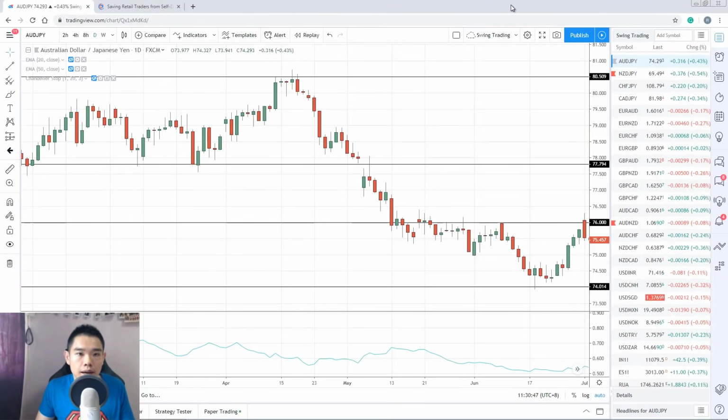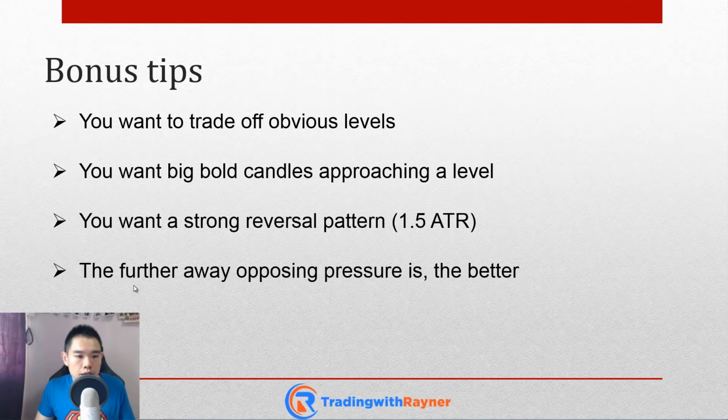Okay, and next one, the further away opposing pressure is, the better. So again, this brings back to the concept of what is your potential risk to reward. So you saw earlier the dollar yen example. The opposing pressure is very near your entry. There's not much meat left in the move, right? So you don't want those type of trades. You want trades where the opposing pressure is far away from your entry. This means that the price has more leeway to move before reaching your target. So this is why I said that the further away opposing pressure is, the better.